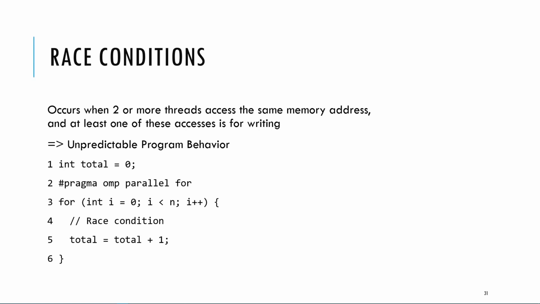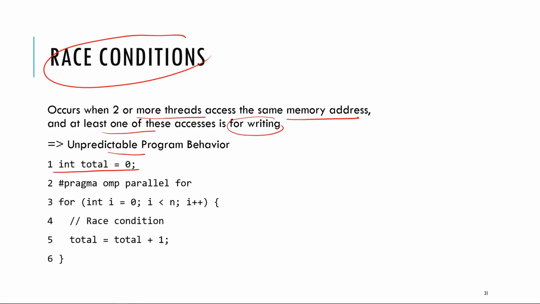In this video, we will talk about race conditions, which occur when you have two or more different threads accessing the same memory address, and at least one of them is accessing that memory address in write mode. This leads to unpredictable behavior, and eventually to an erroneous value being stored in that memory address.